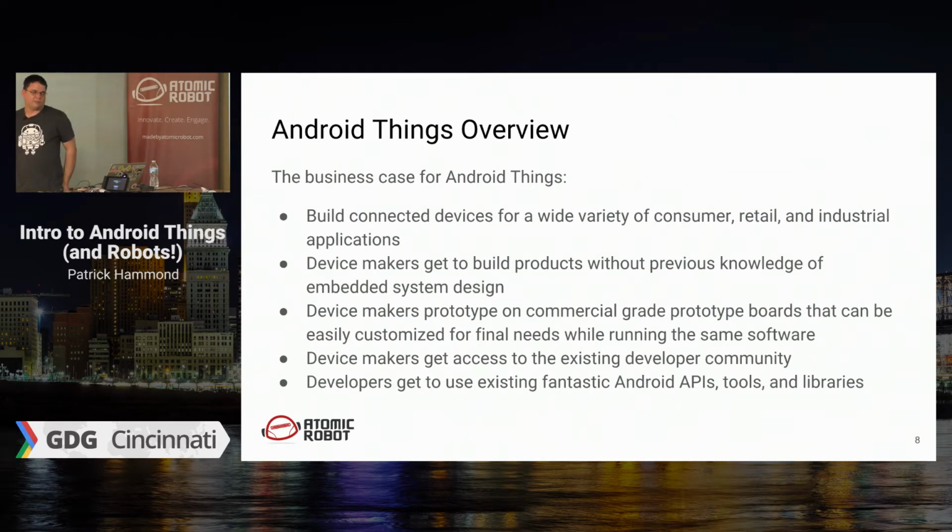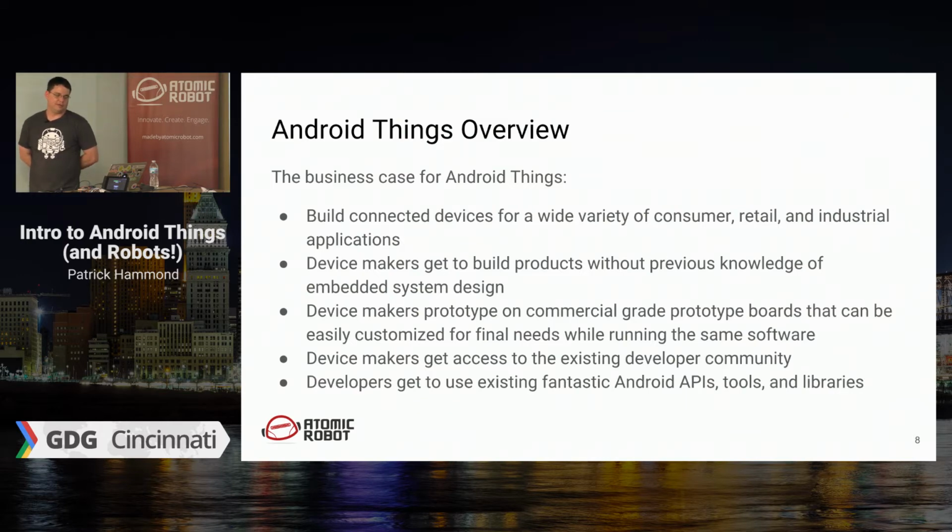So why would someone be interested in this? Because you can already run other operating systems on a Raspberry Pi and other devices, and embedded devices have been around for a really long time. So why is this different? The first line is Google's pitch: they want you to build connected devices for a wide variety of consumer, retail, and industrial applications, which means they just want you to throw their stuff at all the hardware you can.